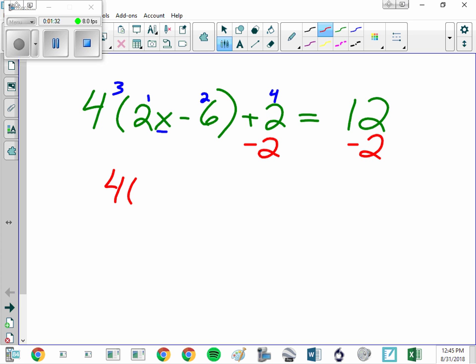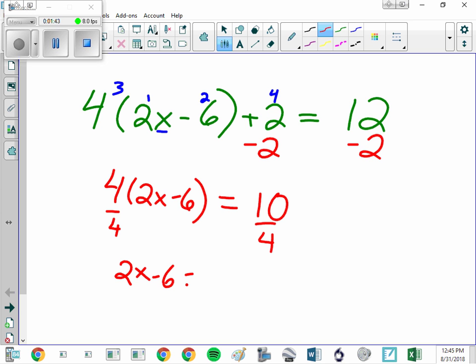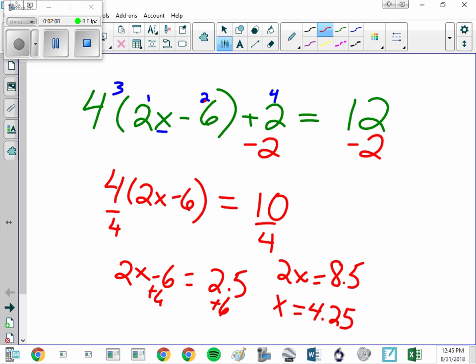And that gives me 4 times 2x minus 6 is equal to 10. Divide by 4. And it doesn't go in very nicely. What is 10 divided by 4? 2.5. So we'll say 2.5. Now we add 6 because that's the next step. And I get 2x equals 8.5. Divide by 2 again, and I get 4.25. And that's the solution.